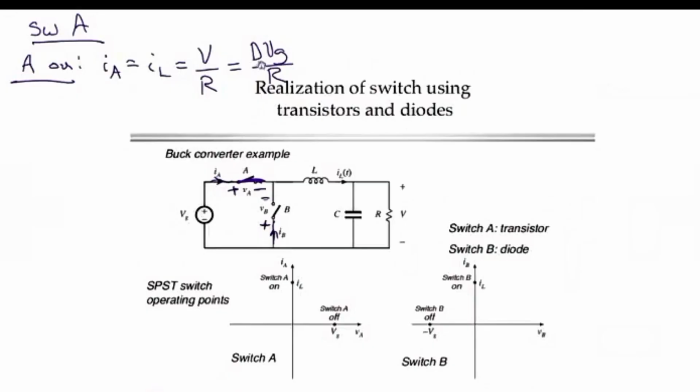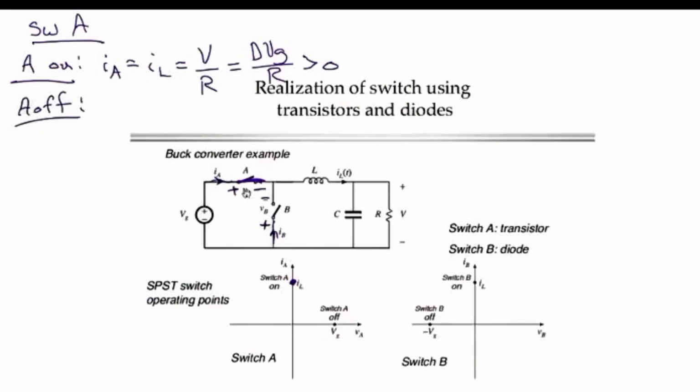Now all of these are positive quantities. We assume that all terms are positive, so D is positive, Vg is positive, and we have a positive load R, so R is also positive, so that the on state current is positive. So here is the on state current IA, a positive current. When A is off, what voltage does it have to block?